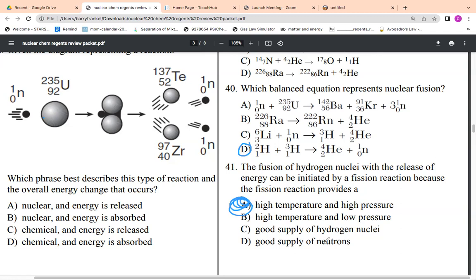So very intense conditions, okay? You can get a fusion reaction to happen, okay? But you first have to get a fission reaction initiated, and then that can set off a fusion reaction. So in order for any fusion reaction to happen, it needs high temperature, high pressure.